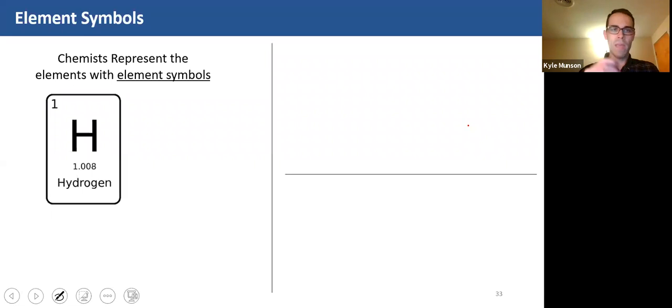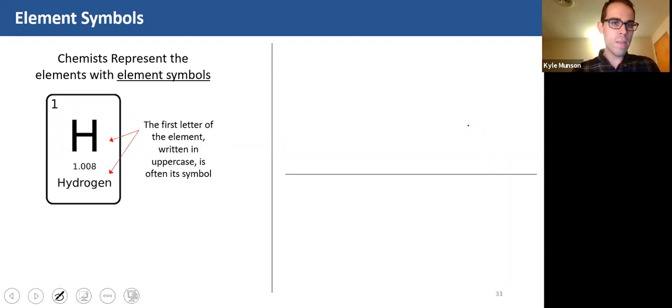So chemists represent elements with element symbols. The first letter of the element written in uppercase is often its symbol. So obviously hydrogen, the first element, starts with the letter H. So its symbol is a capital H. No surprise there.